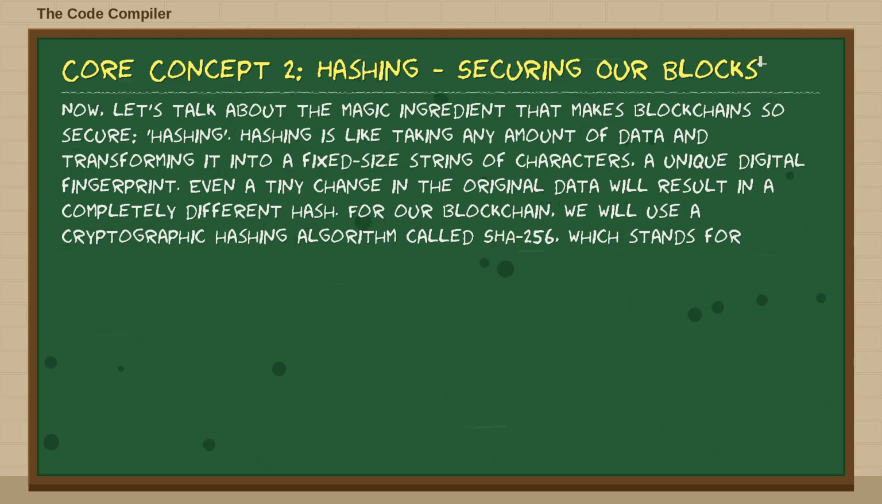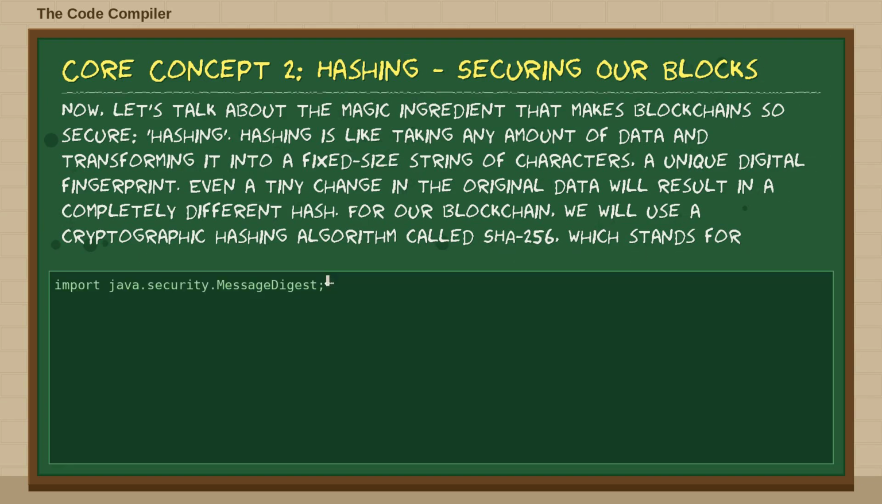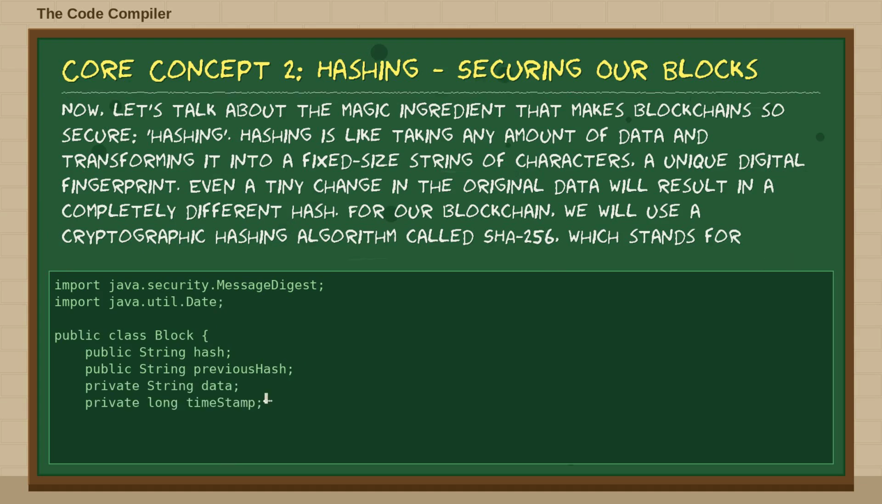Each block's hash is calculated using its data, timestamp, and the previous block's hash. This creates a strong link. If someone tries to tamper with the data in an old block, its hash will change, breaking the chain and immediately revealing the tampering. On the whiteboard, you can see the calculate hash method, which uses Java's MessageDigest class to generate this SHA-256 hash. This is how we ensure the integrity and immutability of our blockchain.